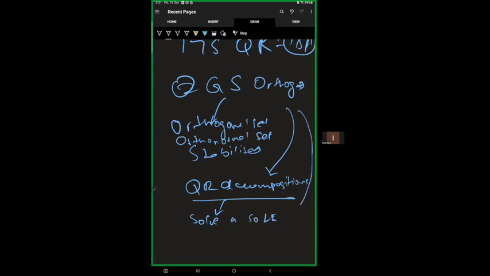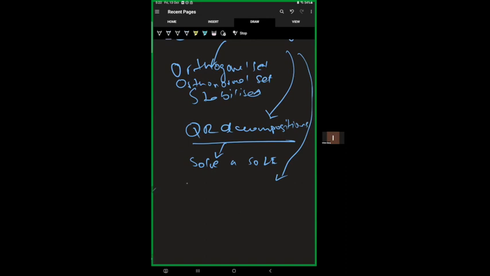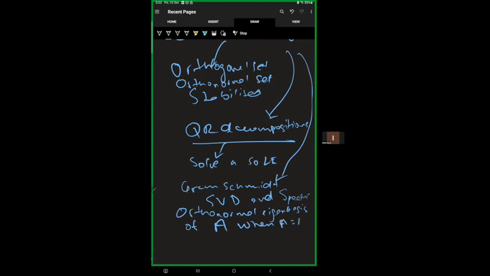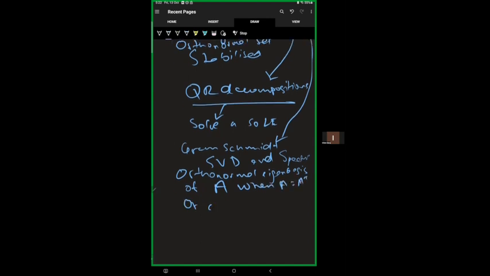Further, we also saw in the presentation itself that Gram-Schmidt orthogonalization can be used for SVD and spectral decomposition when we need to calculate the orthonormal eigenbasis for a symmetric matrix A, when A is equal to A transpose, for spectral decomposition, or of AA transpose and A transpose A in the case of SVD.